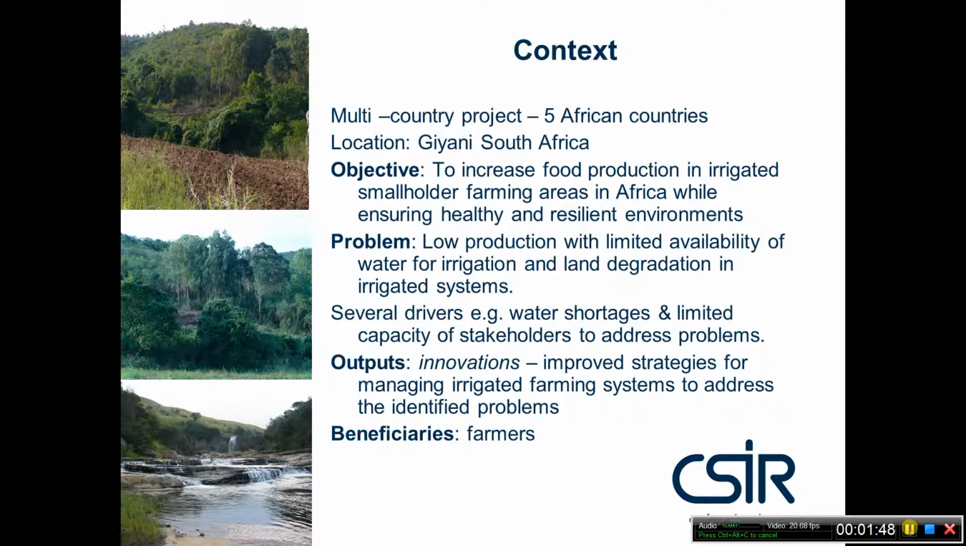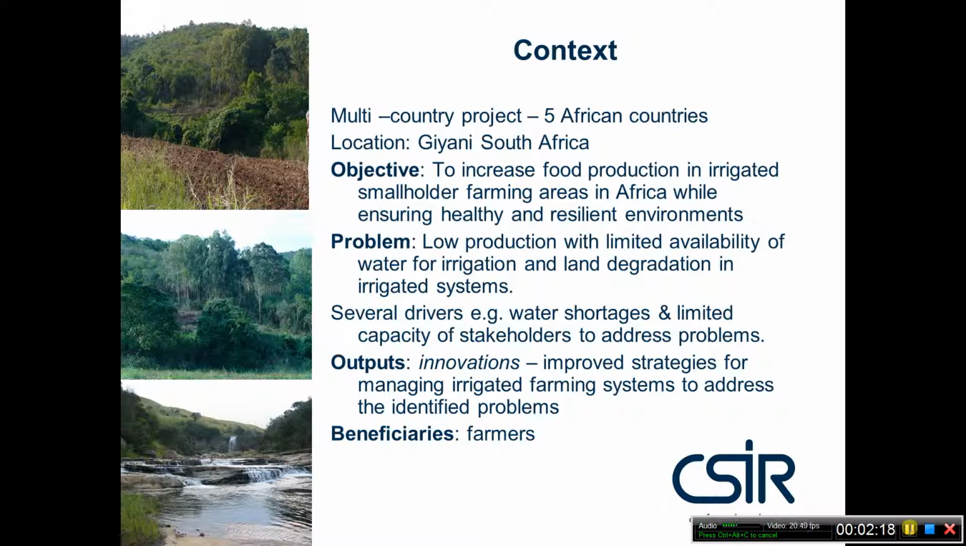The experiences that I'm going to share in this presentation are based on the South African side, and the location of the study in South Africa is in the Giyani district in the Limpopo province in northeastern South Africa. The objective of the project is to increase food production in irrigated smallholder farming areas in Africa, while maintaining the integrity of the natural resource base, that is, ensuring healthy and resilient environments.